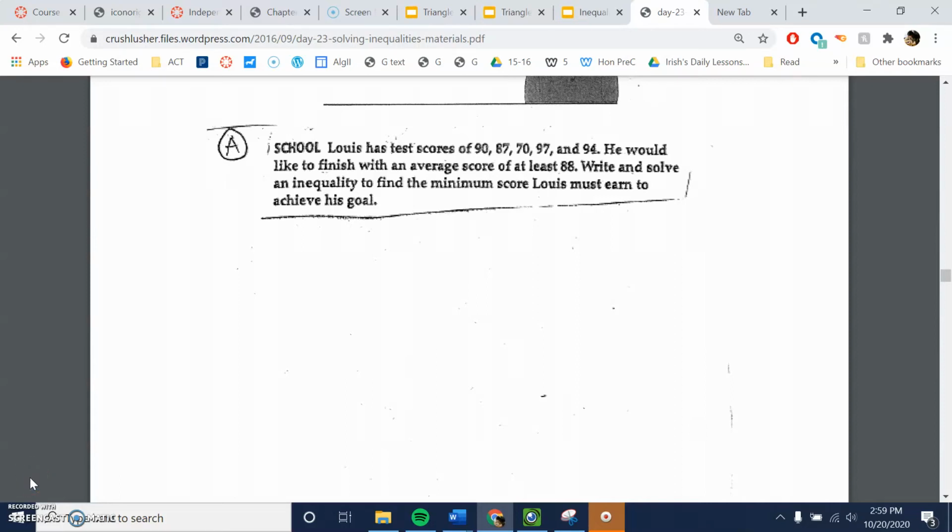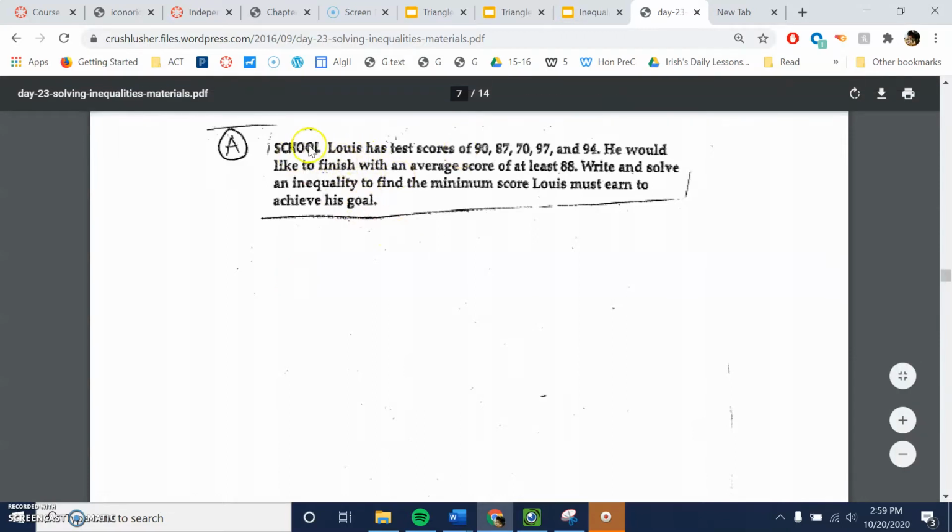Now we're doing inequalities, but it's a little bit more complicated. Check this out. Here is the first problem, called school. Lewis has test scores of 90, 87, 70, 97, and 94. Not bad. He would like to finish with an average score of at least 88. Write and solve an inequality to find the minimum score Lewis must earn in order to achieve his goal.